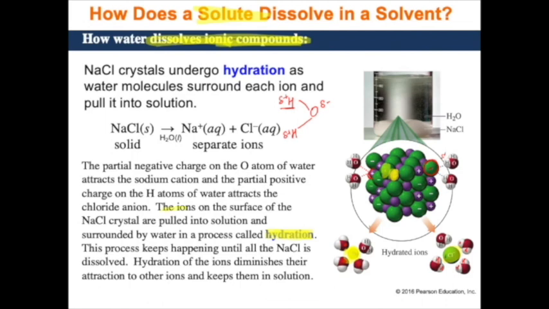The ions on the surface of the NaCl crystal are pulled into the solution and surrounded by water in a process called hydration. This process keeps on happening until all the NaCl is completely dissolved, and hydration of the ions diminishes their attraction to other ions and keeps them in solution. Now this Na is surrounded by water. Similarly, this chloride is surrounded by water. So the force of attraction between Na plus and Cl minus is now reduced. Okay, so that is exactly how an ionic compound dissolves in water.